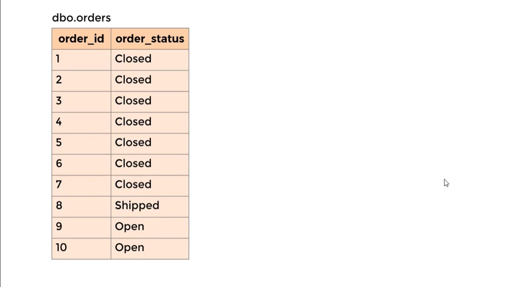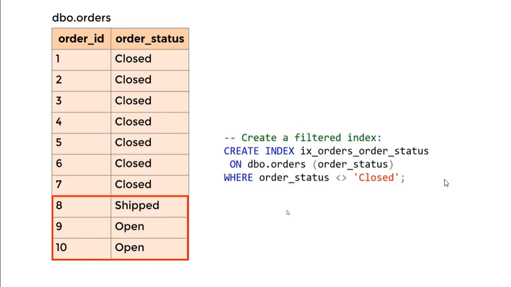However, when we write queries, we are most likely going to select only the orders that are not closed, right? So most of the time we are only interested in a well-defined subset of rows where order status is not closed. Therefore, this is a situation where a filtered index might be useful, where we just index the values where order status does not equal closed.